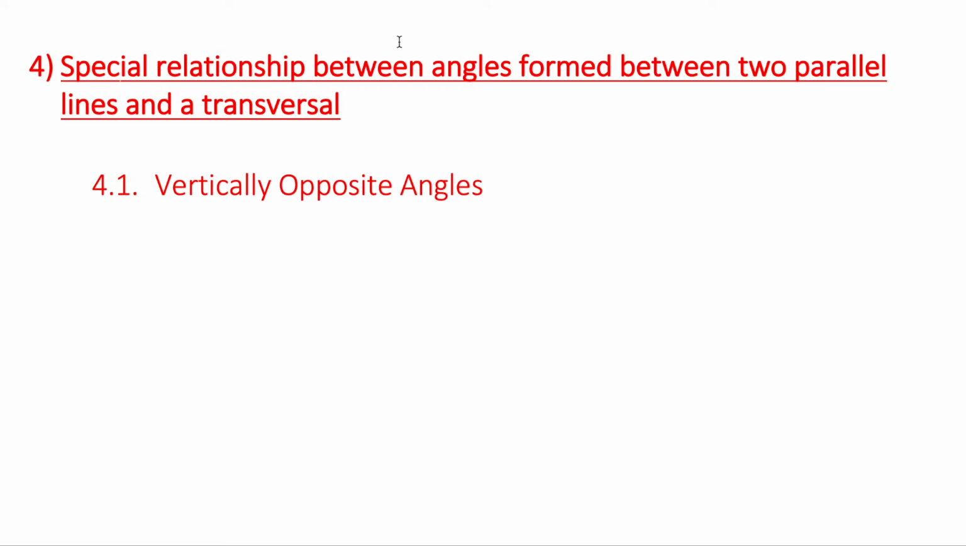Okay, let's go into our point 4. There are special relationships between angles formed between two parallel lines and a transversal. So that's what we have been talking so far. Remember, we have our two parallel lines and a transversal. Okay, we're going to study the relationship between the angles that are formed by two parallel lines and this transversal line. So the first type of relationship that we're going to talk about is they're called vertically opposite angles.